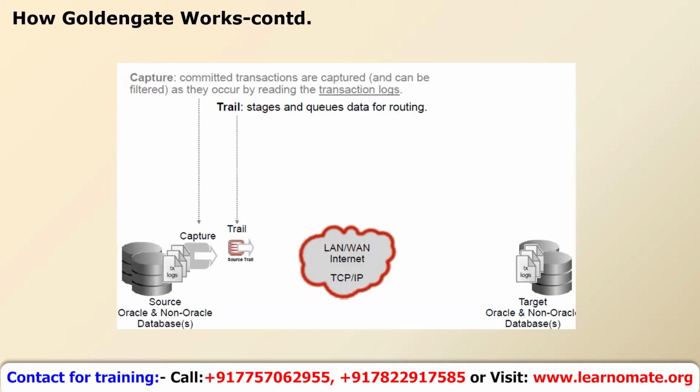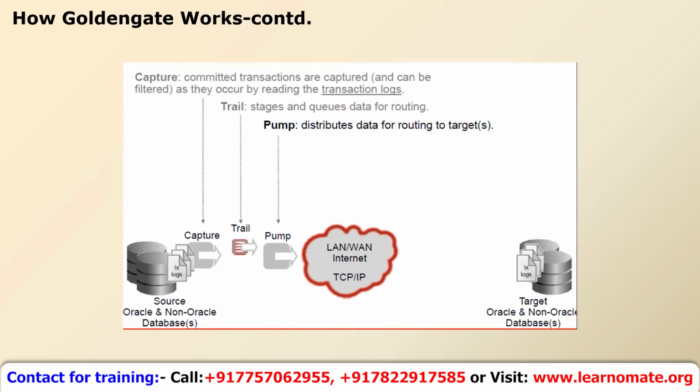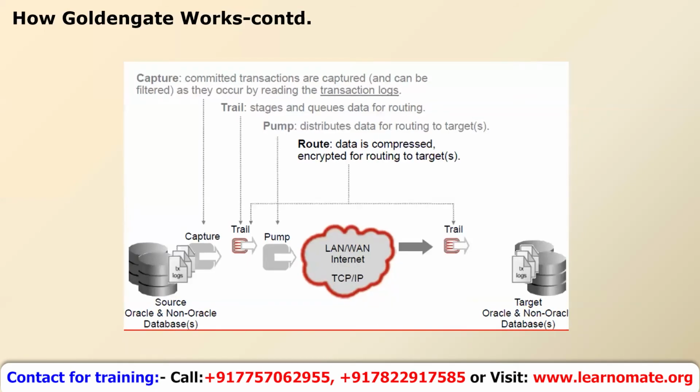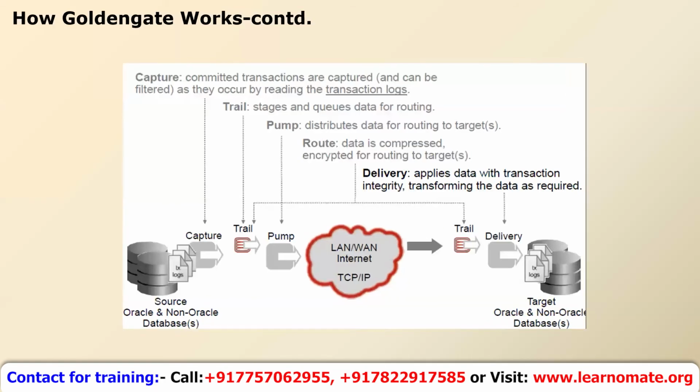These trail files reside on the operating system. Once the data is available in the local trail file, the GoldenGate data pump process reads the data from the local trail, sends it over the TCP/IP network, and writes it to the remote trail on the target. Once the data becomes available in the remote trail, the replicate process reads the data from the remote trail and applies it to the target database. So there are three processes involved in GoldenGate replication: capture, pump, and delivery, or we can say extract, pump, and replicate. The extract process does the data extraction, the pump process sends the data over the TCP/IP network, and the replicate process applies it to the target database.